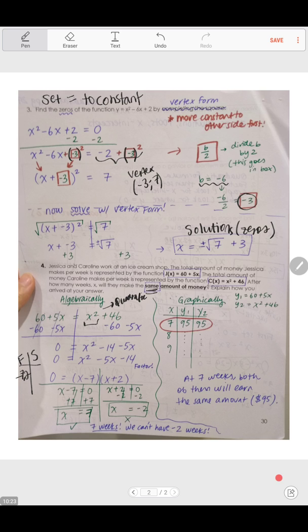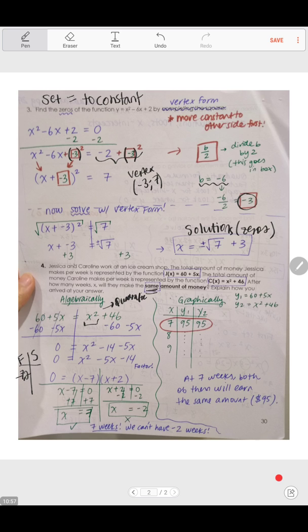Now, we can't just think of this as solving for solutions because they're asking us a specific question. After how many weeks will they make the same amount of money? We can't have negative 2 weeks. That's what these x's represent. But we can have 7 weeks. So based on this algebra, we would say at 7 weeks they make the same amount of money. Okay? Because we can't have negative 2 weeks. So even though 7 and negative 2 were our solutions, it's only 7 weeks because we can't have negative 2 weeks.